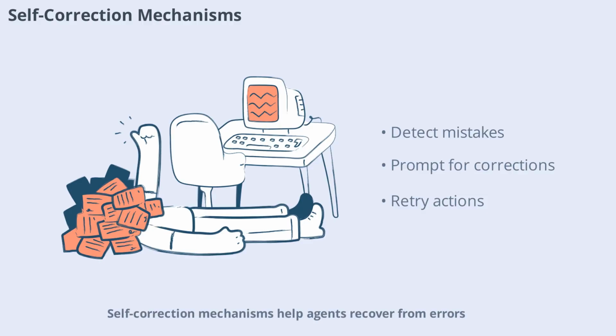Self-correction mechanisms help agents recover from errors. By detecting mistakes, prompting for corrections, and retrying actions, agents can improve their reliability and reduce the impact of failures.